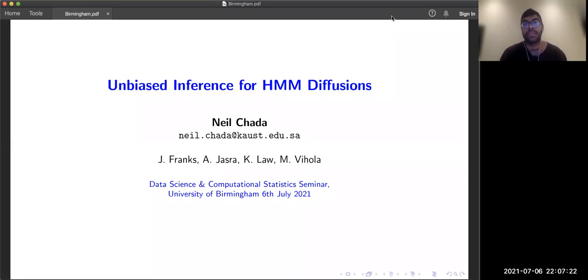What I hope to show you from this presentation is that me and my co-authors are able to do unbiased inference for partially observed diffusions, where we take motivation from techniques from uncertainty quantification and operations research, and we are able to extend some of the current ideas in the literature for unbiased inference for stochastic differential equations. This leads to the title of today's discussion, which is Unbiased Inference for Hidden Markov Model Diffusions. This is joint work with a number of individuals: Jordan Franks, who I believe is still based at the University of Newcastle; Ajay Jasra, who is also based at the King Abdullah University of Science and Technology; Cody Law at the University of Manchester; and Matti Viola, who is based at the University of Jyväskylä.